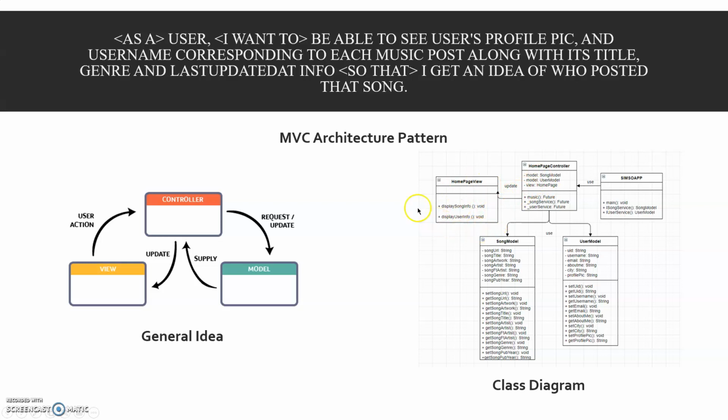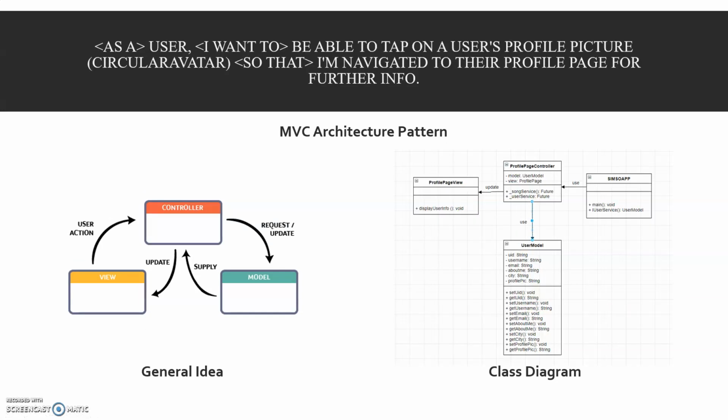When the view is displayed, the controller, which is connected to the view, will call these functions to get the data, and then the data will be passed back to the view to be shown to the users. As a user, I want to be able to tap on the user's profile picture, the circular avatar, so that I'm navigated to their profile page for further info.